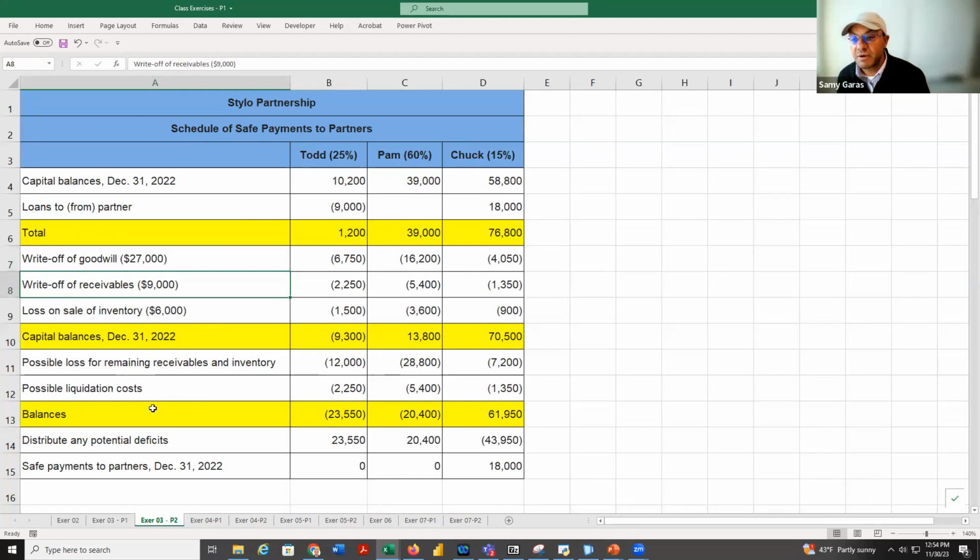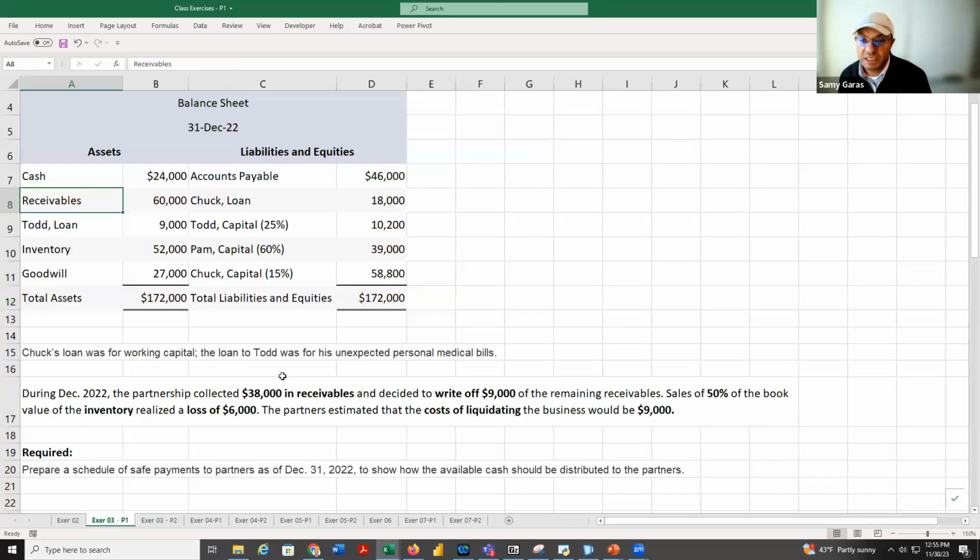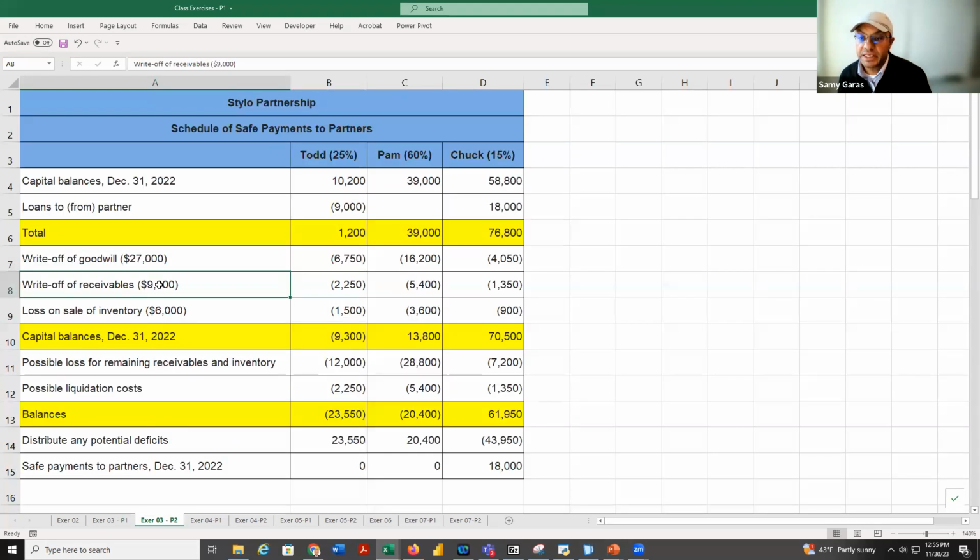And the receivables here, 9,000, which is written here. And the loss in the inventory, 6,000 here. We take the 9 and the 6 and divide them 25%, 60%, and 15%. Then we get the new balance. But when we get the new balance, we see Todd's balance became negative, which means deficit. But Pam and Chuck still have a positive balance.